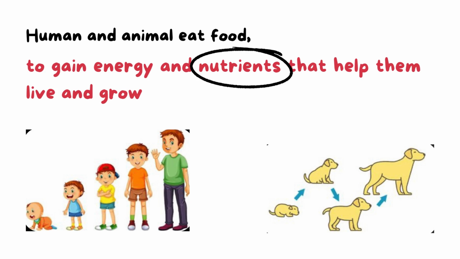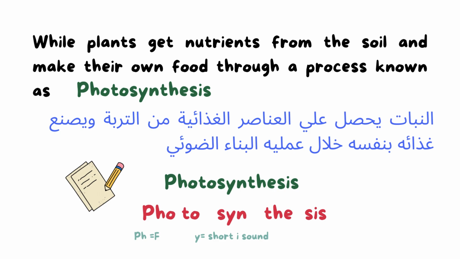How do they get the nutrients? Yes, they get the nutrients from the soil. There are nutrients in the soil, and they get these nutrients from the soil and make their own food through a process called what? Photosynthesis.